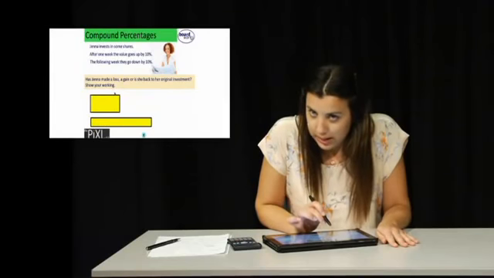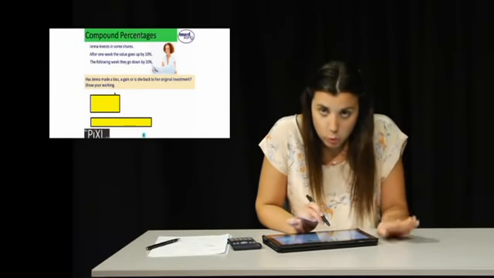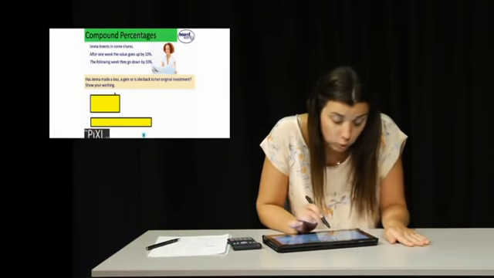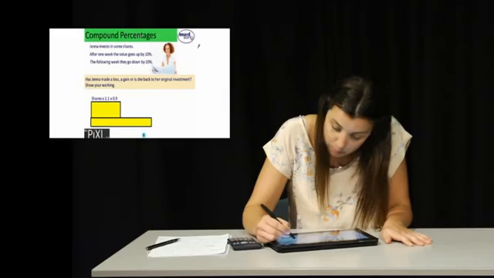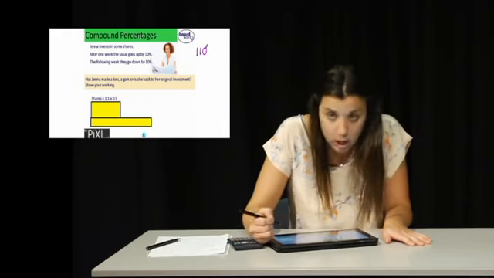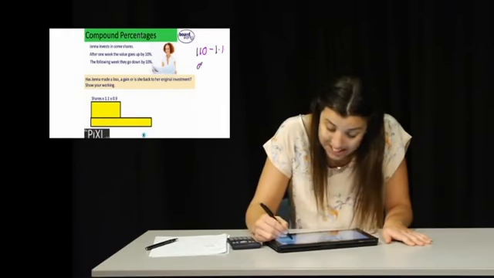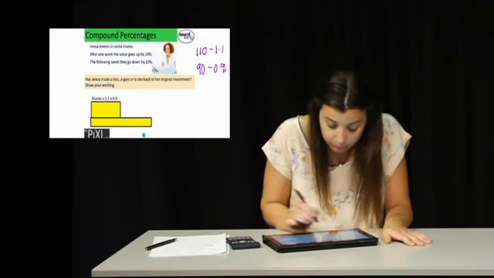So we've got two multipliers here. Our first multiplier is going up by 10%. That's 100 plus 10%, our multiplier of 1.1. Our second multiplier is going down by 10%. So that's going to give us 0.9. Let's just remember, going up is going to give us 110%, which is a multiplier of 1.1. And going down is going to give us 90%, which is 0.9.